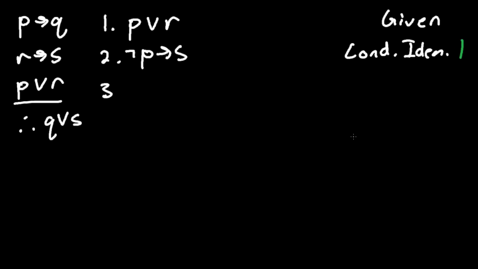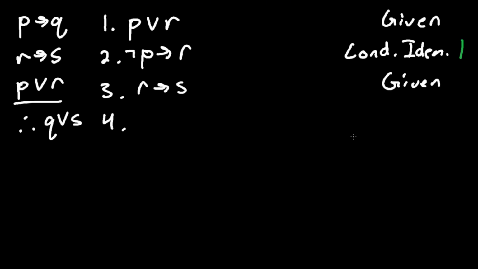So for number 2, let's write down ¬P → R with conditional identity. Wait, sorry, not P → S. What am I saying? This is ¬P → R. And for number 3, we can write down R → S. Okay, and this is a given. So we have that now.